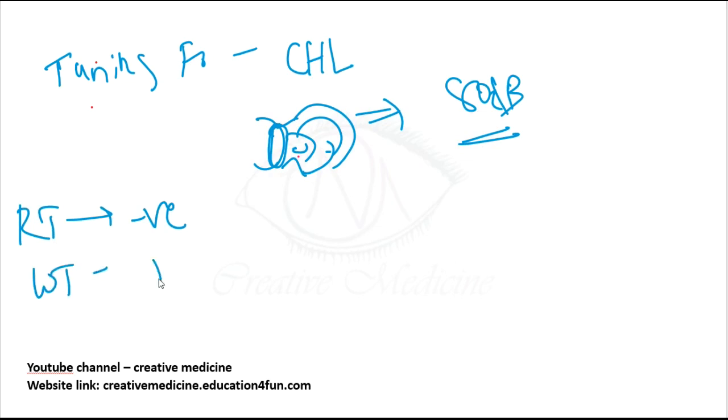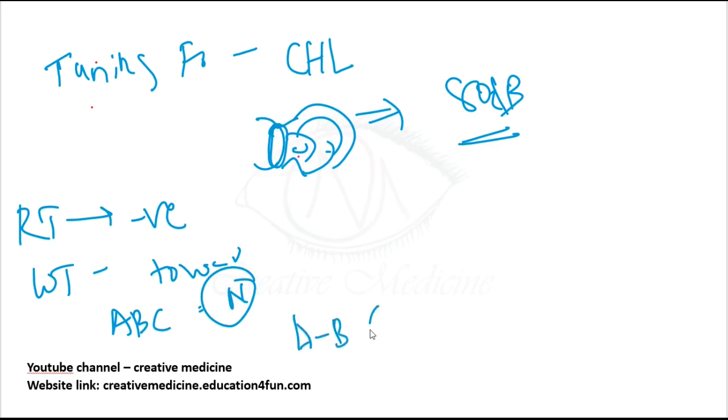Weber's test will lateralize towards the ear with greater hearing loss. And absolute bone conduction test or Schwabach test will be normal. Then if you see the audiogram, air bone gap will be present, more than 15 decibels. So all these are seen in any conductive hearing loss. Then we have tympanometry or audiometry.